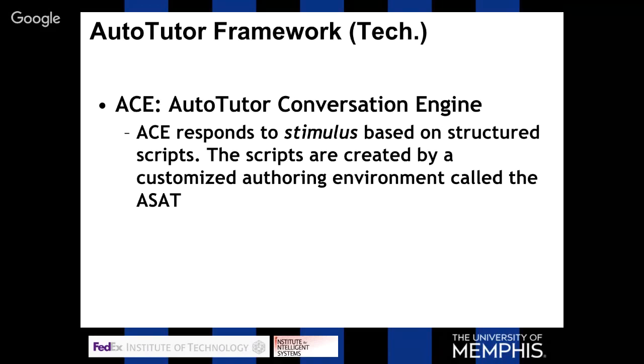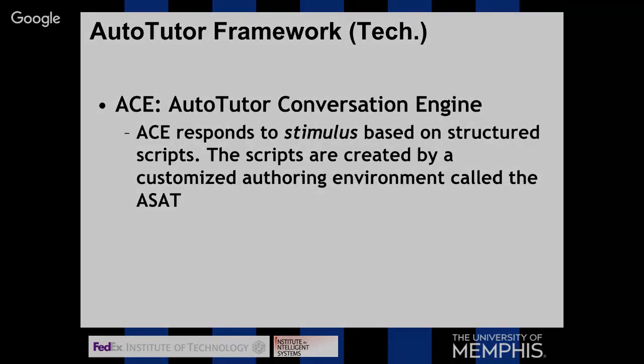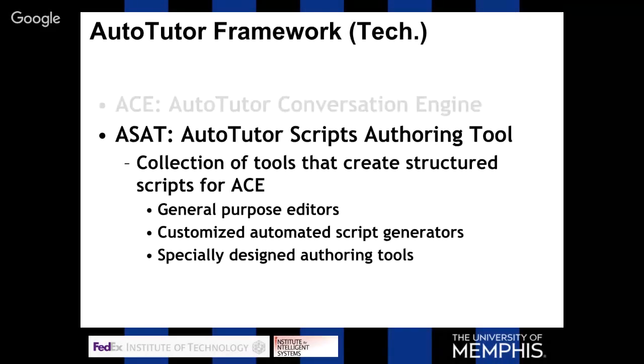So we actually built something that we call ACE, a very good name. The AutoTutor Conversation Engine is an engine that runs the script. This is just a RESTful service. Another part is a script output. How can we do this? Or why do we do this?